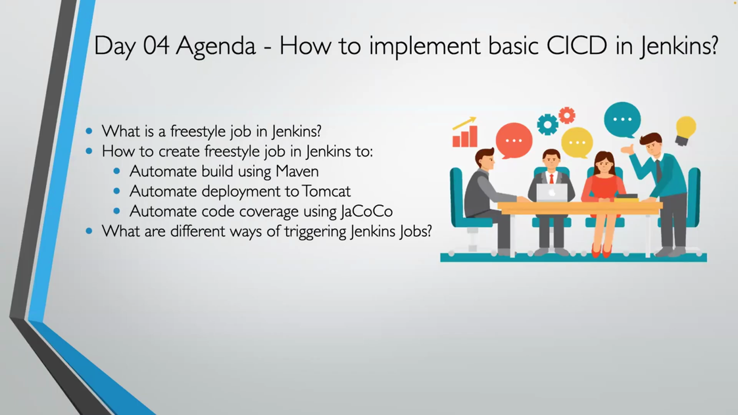So let's quickly go through the agenda for day 4. We are going to learn how to implement basic CICD in Jenkins. We are going to create something called Freestyle job in Jenkins, and using that Freestyle job, we are going to automate the build using Maven, and we will also go ahead and then deploy the Java web application which we have already configured in GitHub into Tomcat.